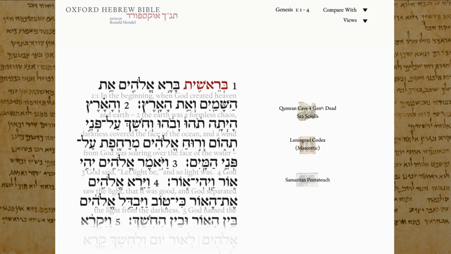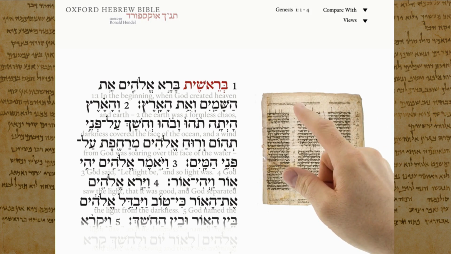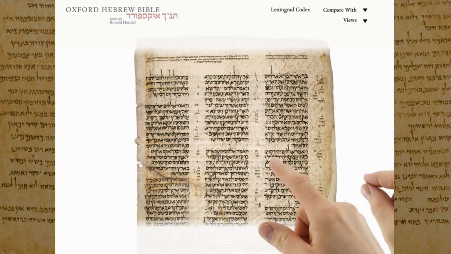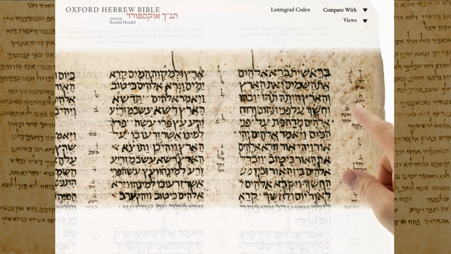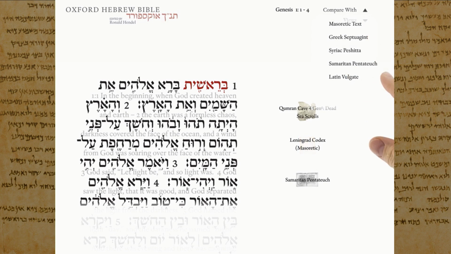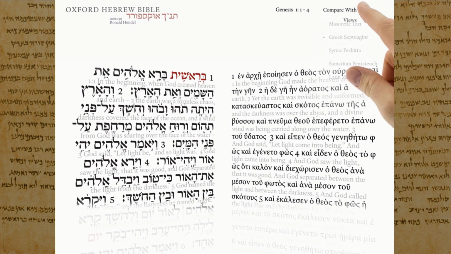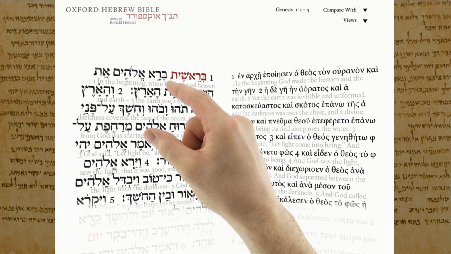So here we have the Leningrad Codex. We've talked a lot about this. This is the most famous because it's the whole Old Testament. But we can see, there it is, Bereshit bara Elohim. In the beginning, God created, once again. And then you can see the Samaritan Pentateuch beneath that. And then he's got the Greek Septuagint. You've got the Syriac Peshitta. So all of this would be in this software that Bible scholars will be able to use.